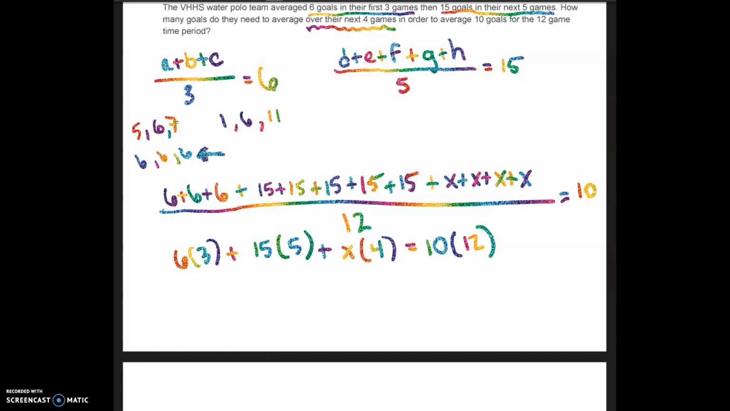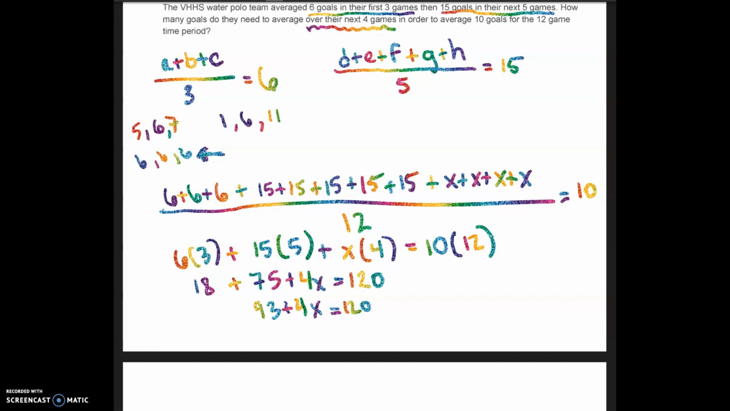So this is another way to set up a problem like this. It makes it seem a little bit quicker to do here. And now it kind of looks more like an equation, not even something with a fraction. Makes it feel more doable. So 6 times 3 is 18. 15 times 5 is 75. x times 4, I'm just going to rewrite that as 4x. And then 10 times 12 is 120. If we add 18 and 75 together, that's 93.